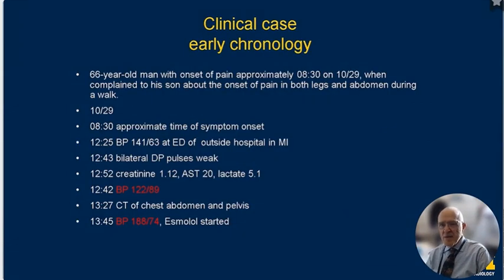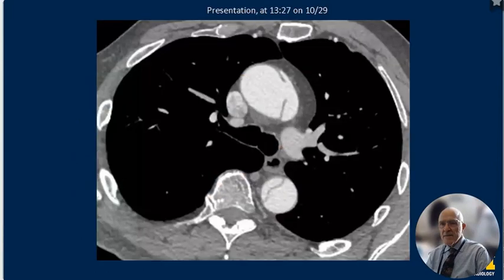As an example, consider this 66-year-old man with acute type A dissection accompanied by leg and abdominal pain. CT shows type A dissection with an entry tear in the distal ascending aorta as well as a dissection flap in mid-descending aorta.